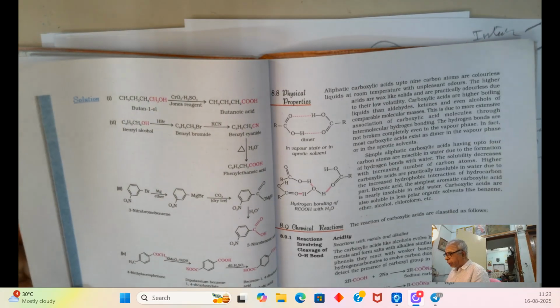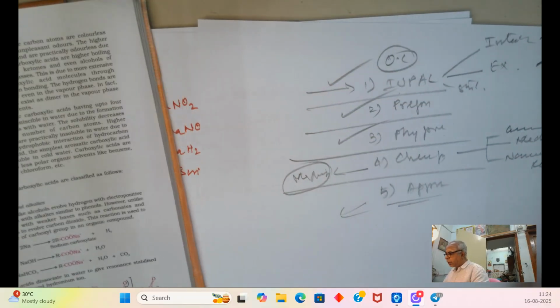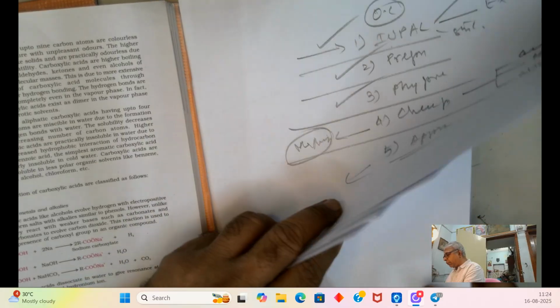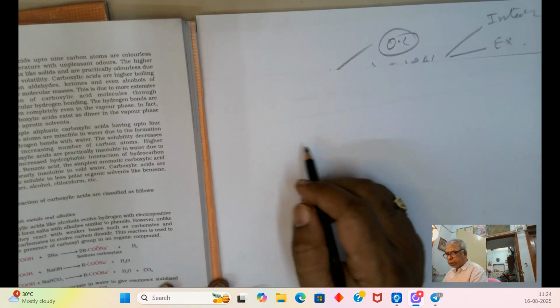And the same thing is repeated here for carboxylic acid. Please go through the preparation part of it. Then you've got a lot of chemical reactions, and this part is very important. You should also know something about the reactions involving the OH bond. There are some interesting aspects here. I'm giving you an overview about this, for example, how they approach as far as the reaction is concerned.